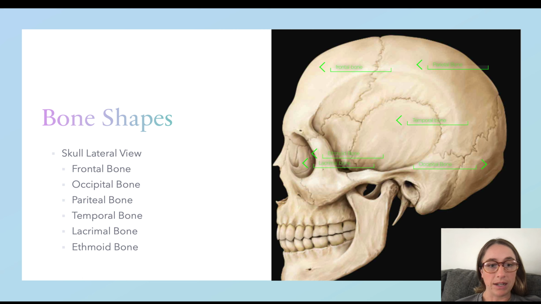And then going into bone shapes, starting off with the skull lateral view, we used a virtual human skeleton, and you can view it from muscles, nerves, bones, obviously focusing on bones here, and then looking at it from all the different views. So to start, we have the skull lateral view, which I've labeled the frontal bone, the occipital bone, the parietal bone, the temporal bone, lacrimal bone, and then the ethmoid bone.